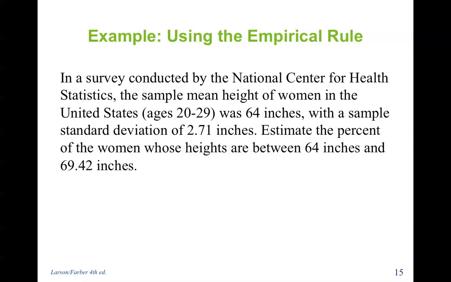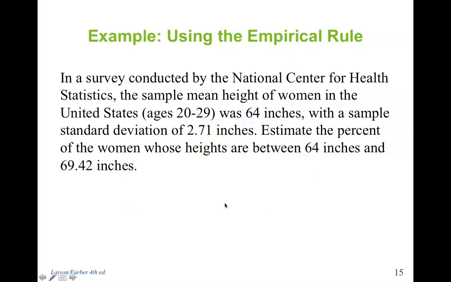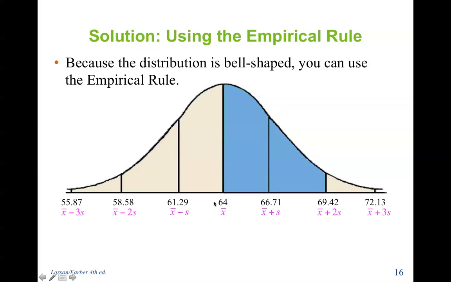So here we have a certain problem. In a survey conducted by the National Center for Health Statistics, the sample mean height of women in the United States was 64 inches, with a sample standard deviation of 2.7. So what I'm going to do is create my empirical rule by filling in the bottom. So 64 was my mean, and 2.71 was my inches. So I'm going to add 2.71 right here, and I'm going to subtract 2.71 right here to get within 1 standard deviation of the mean.